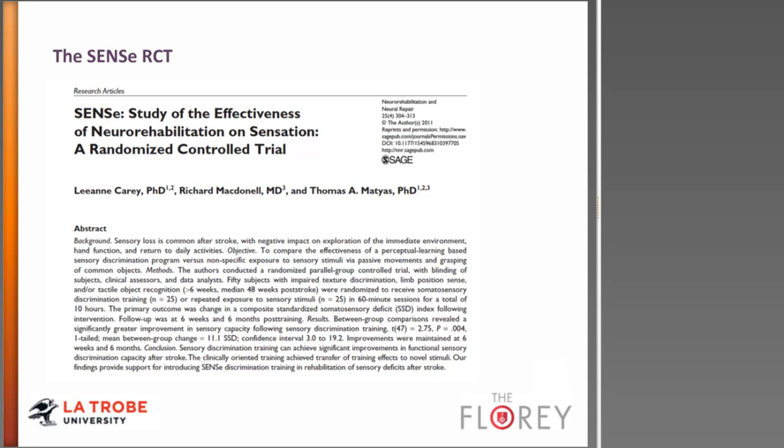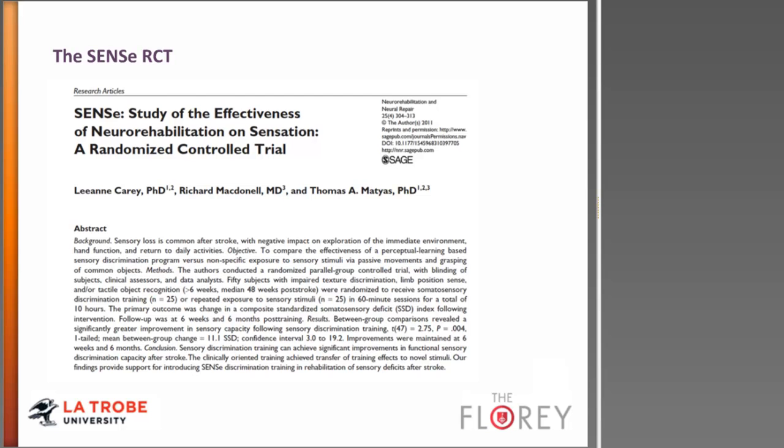So of the 50 participants, they were randomised to receive either somatosensory discrimination training, which is the SENSE approach, or the control group receive repeated exposure to sensory stimuli, so non-specific stimulation of their upper limb through either providing a certain level of touch or getting them to explore different objects. So each group received the same amount of therapy in terms of 60-minute sessions for a total of 10 hours. So they had 10 one-hour sessions in total.